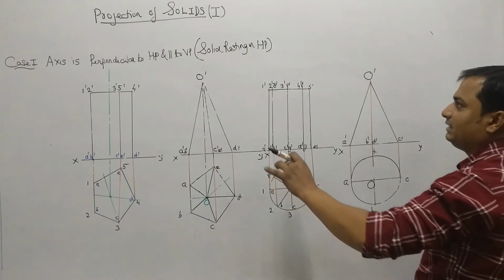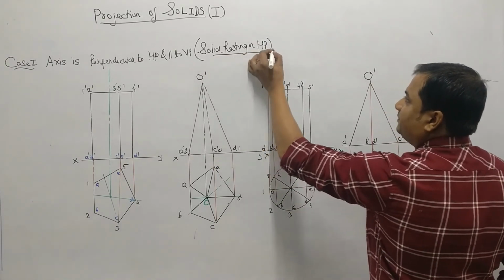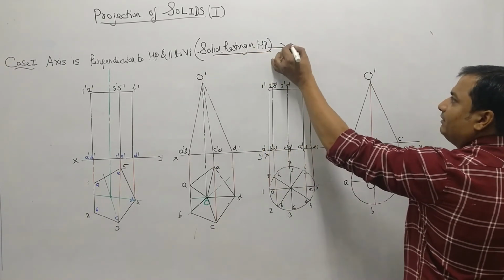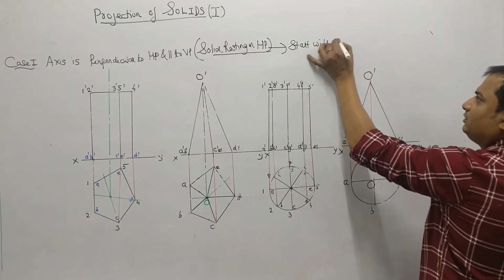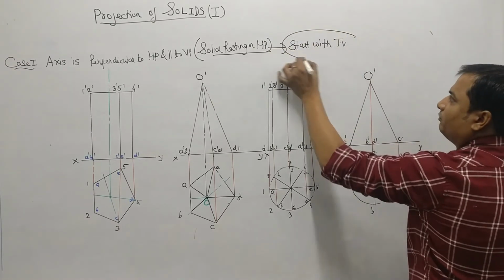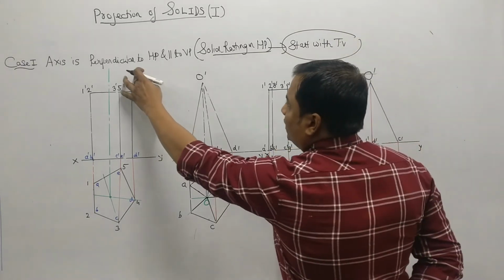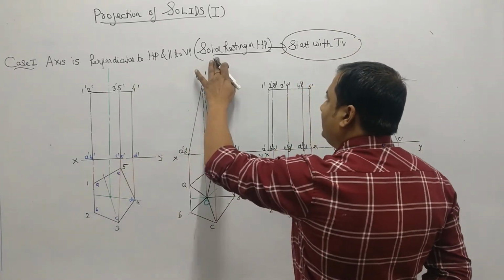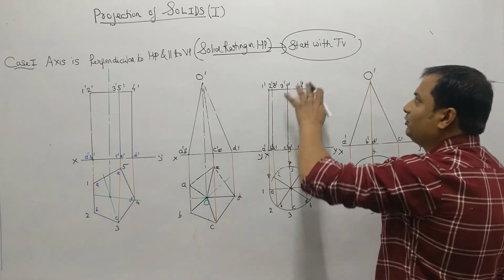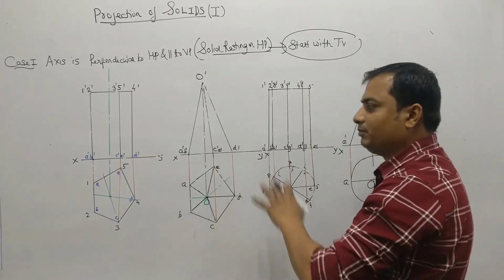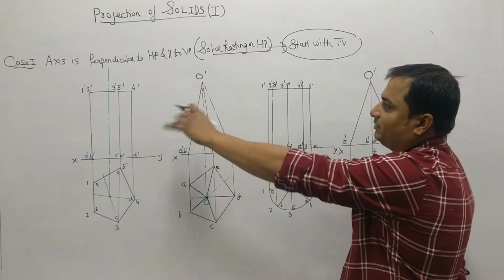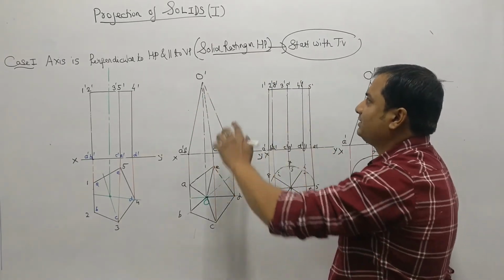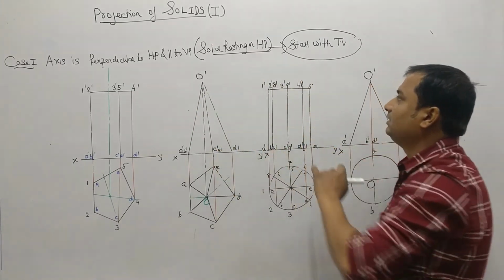So the conclusion is, if your solid is resting on HP, you have to start with the top view. Whenever your axis is perpendicular to HP or the solid is resting on HP, first you have to make the top view, then you have to plot the front view. This is a very important conclusion that we have seen from the first case. When a solid is resting on the HP, you have to start with the top view.